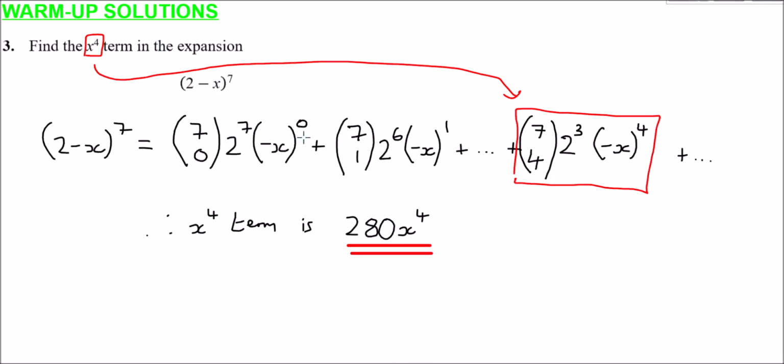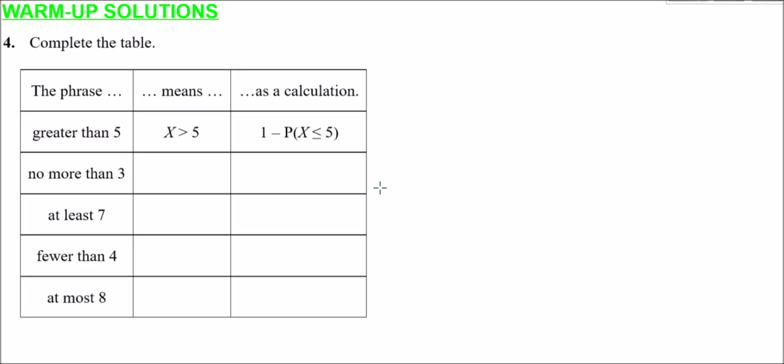Finally, let's have a look at warm-up question 4. So complete the table. Now this will make more sense when you have a look at the next lesson. So it's just a rephrasing of how we can put the words into a calculation. With a binomial expansion, which we're going to see in a moment, how we interpret the question is absolutely key to getting the calculations correct.